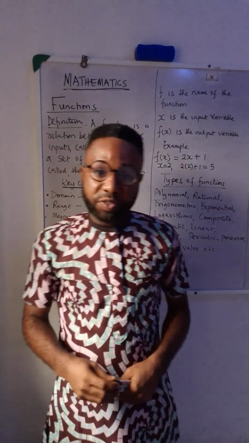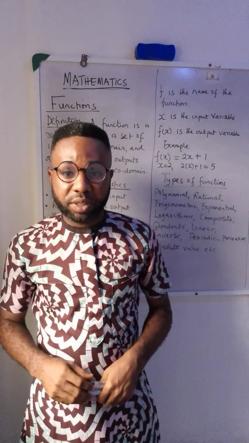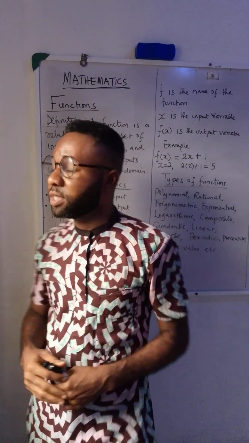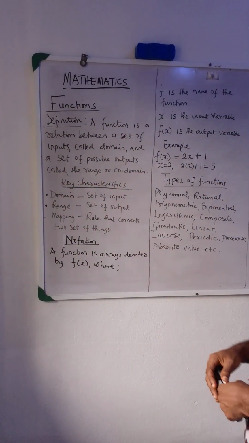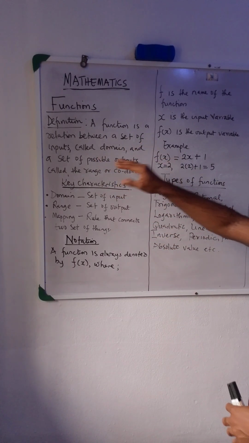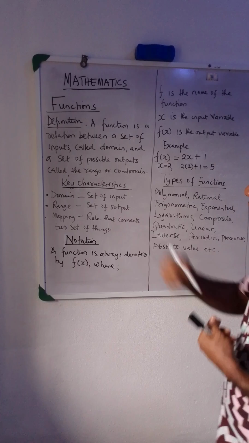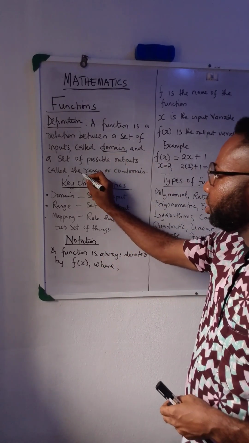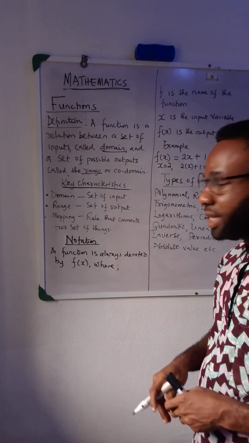Hello viewers, in this video under mathematics I'm going to be taking you through the theoretical background of functions. So we have that from definition, a function is the relation between a set of inputs, which is called the domain, and a set of outputs, which is also known as the range.